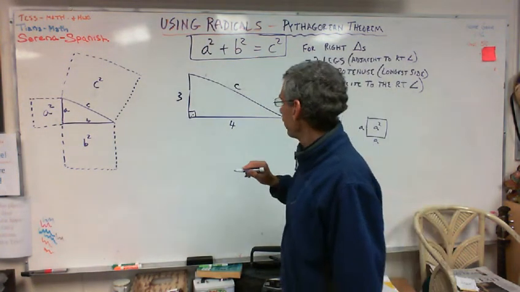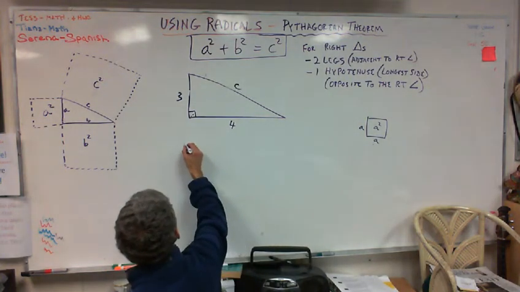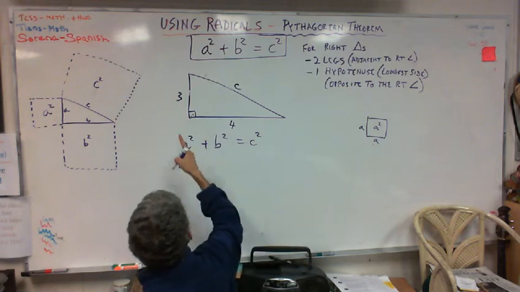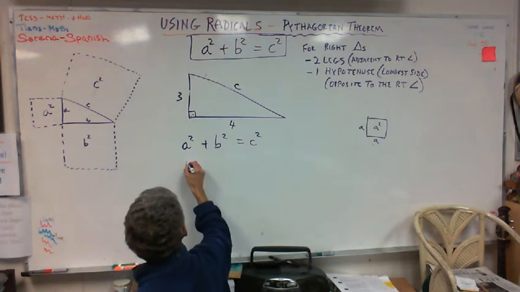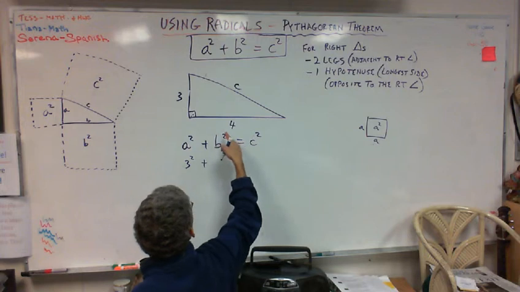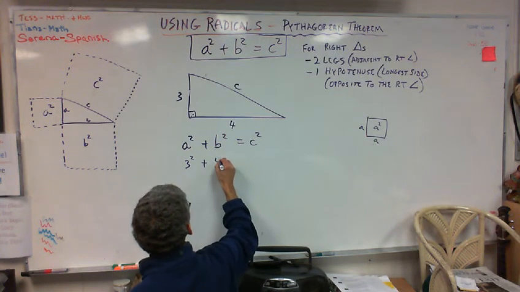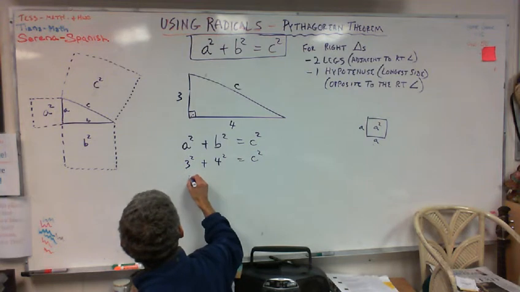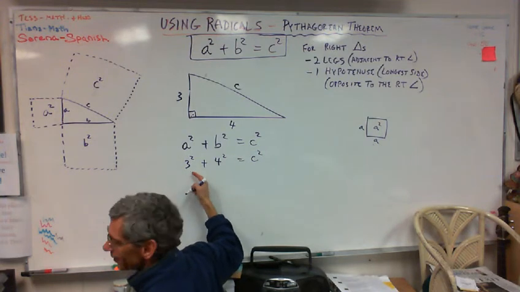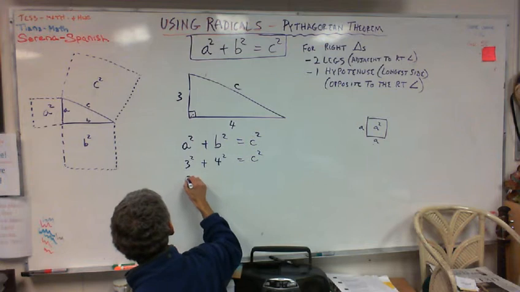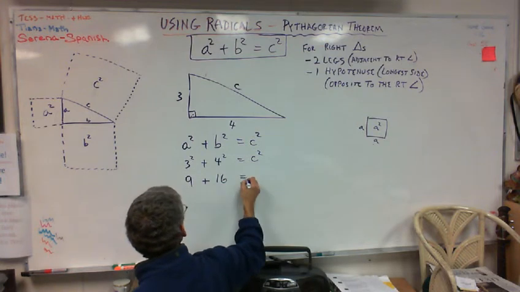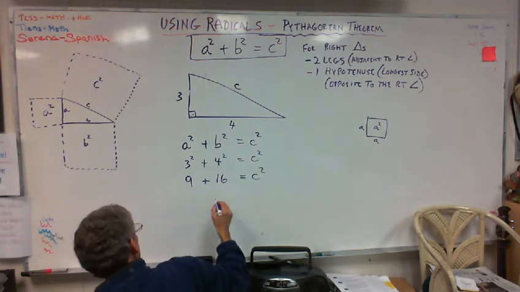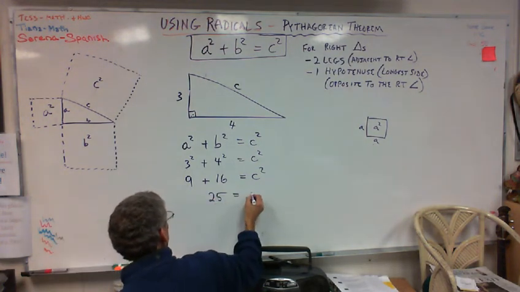So I go to my formula. It says A squared plus B squared is equal to C squared. And then I go, okay, A is 3. So 3 squared plus, now B is 4, so 4 squared is equal to C squared. So what's 3 squared? It's 9. Yeah, 3 squared is 9, right? Plus 4 squared is 16, is equal to C squared. Now, what's 9 plus 16? 25. 25 is equal to C squared.